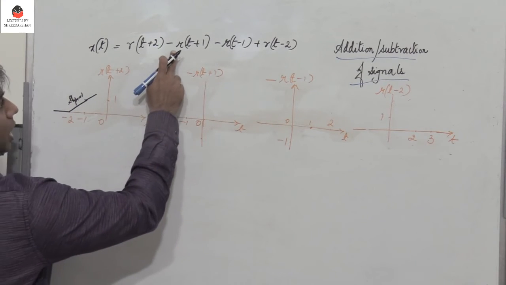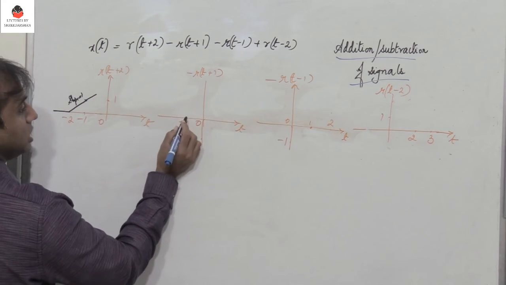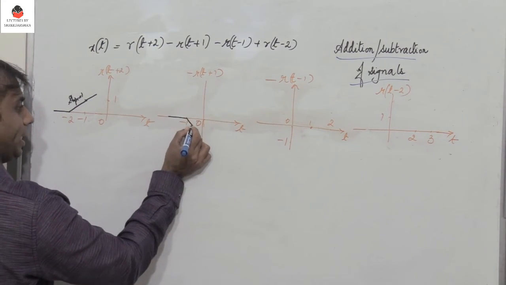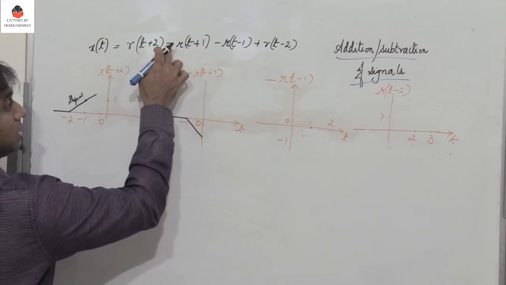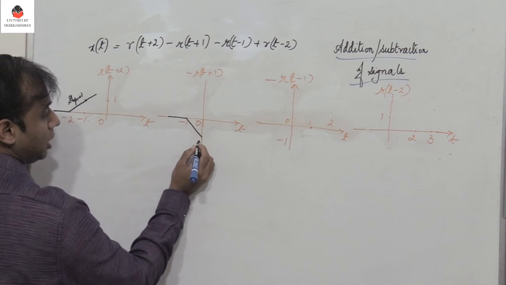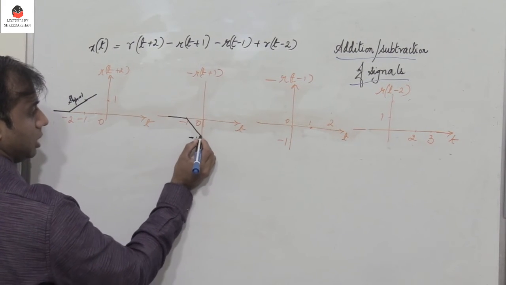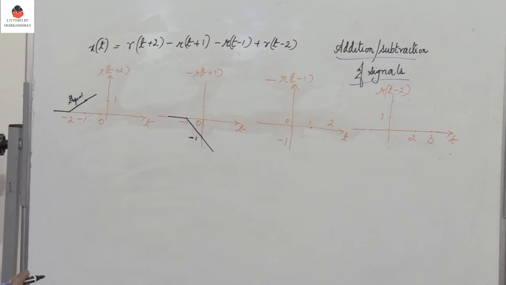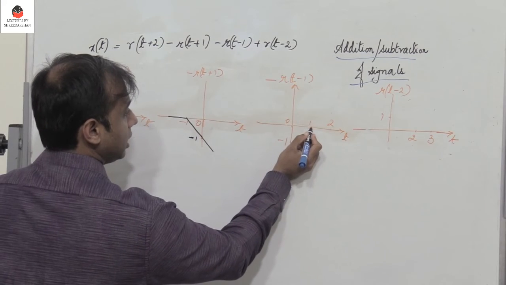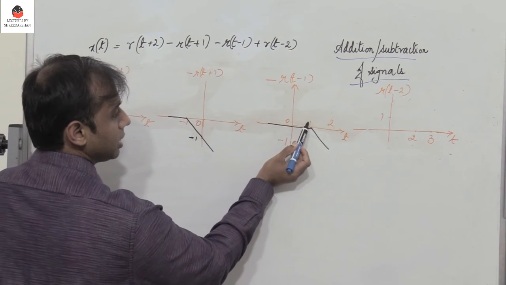Next, r of t plus 1 with a negative sign. So this is a ramp signal going negative because the ramp signal is now being multiplied with a negative sign. So therefore at t equal to 0, the amplitude will be -1, right? And it extends. The next one is minus r of t minus 1. So this is again a negative going signal ramp at t equal to 1.